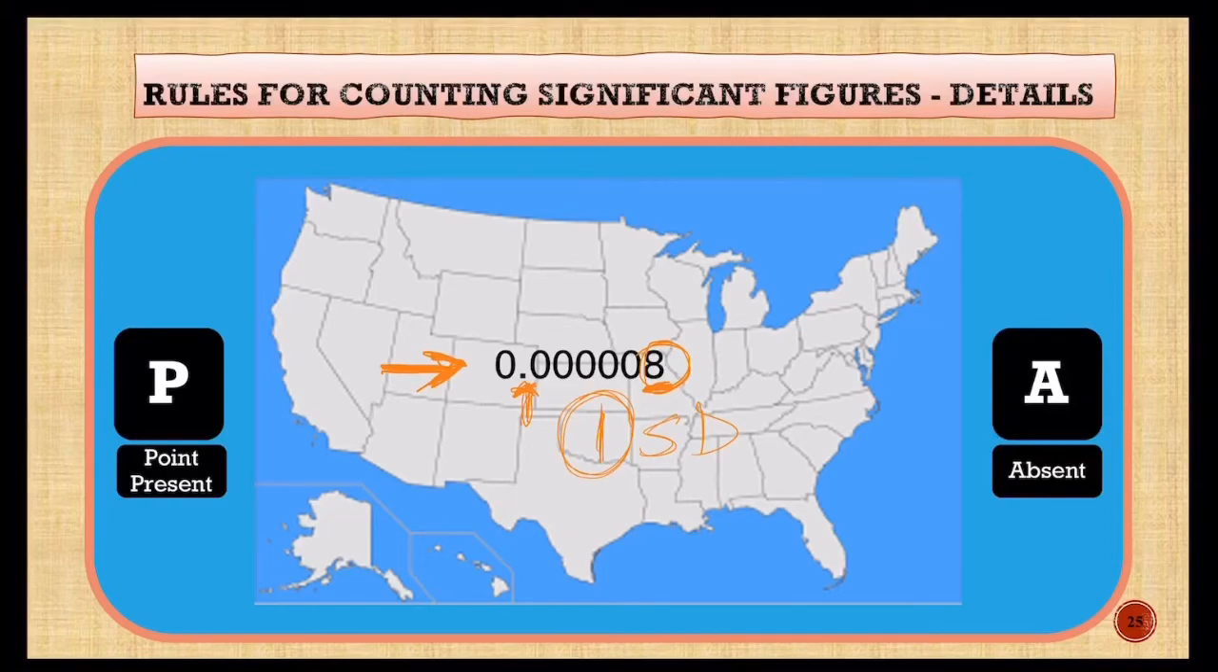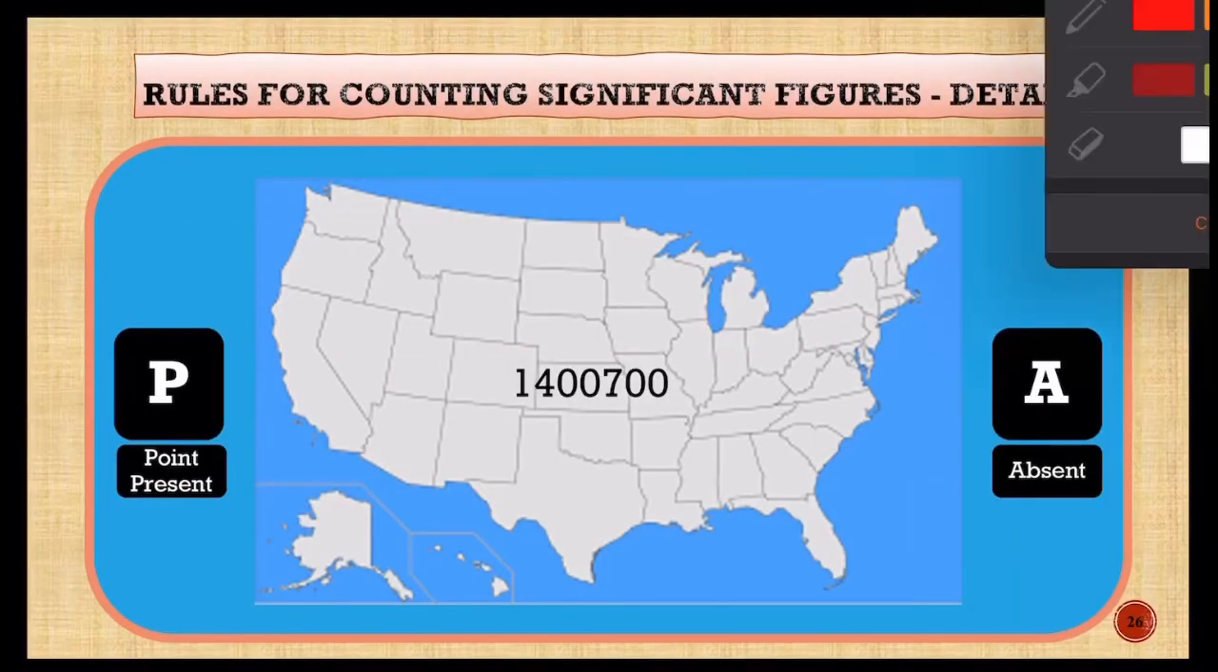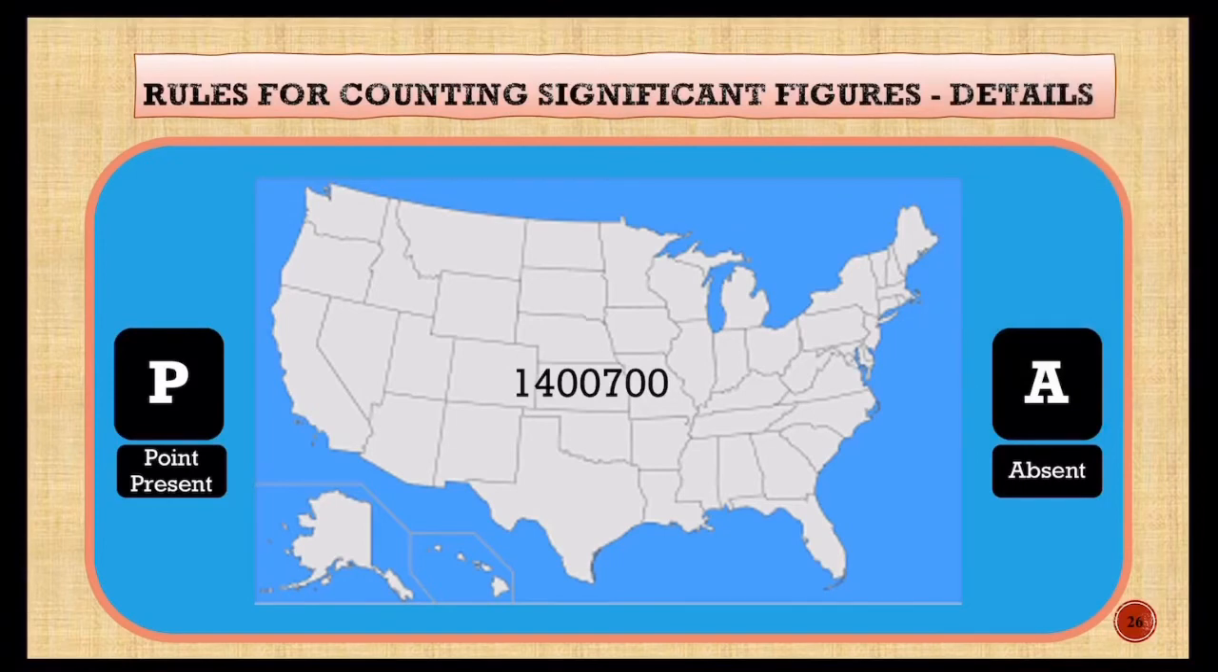Let's look at another example. In this example, we have no decimal point. So the decimal point is absent. That means we're going to start counting from the Atlantic side. The only rule is you begin counting from the first non-zero number. And once you start counting, you count till the end. So our first non-zero number is 7 when we're counting from the Atlantic side or from the right side. Once you start counting, you count till the end. So 7, 0, 0, 4, and 1. These are all significant digits. So that's a total of 5 significant digits in this value.